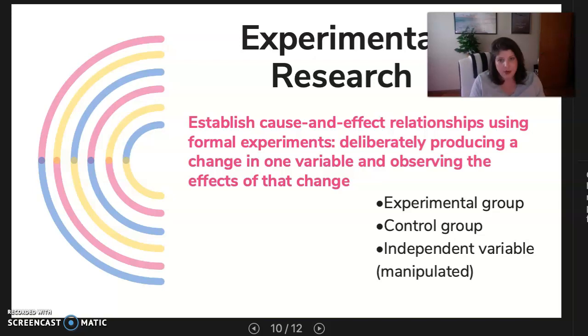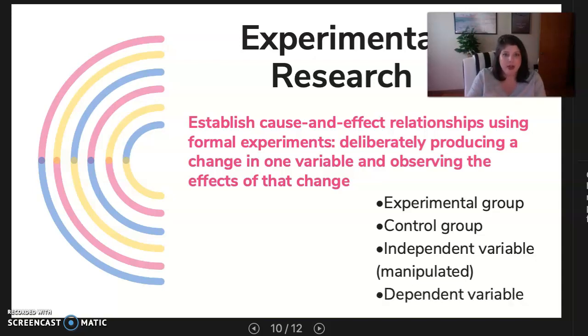So the independent variable is what's manipulated. Getting to pet the dog is the independent variable. And then the dependent variable is what happens after the dog is pet. So test scores are good or bad, right? The test scores are dependent on what the independent variable was.